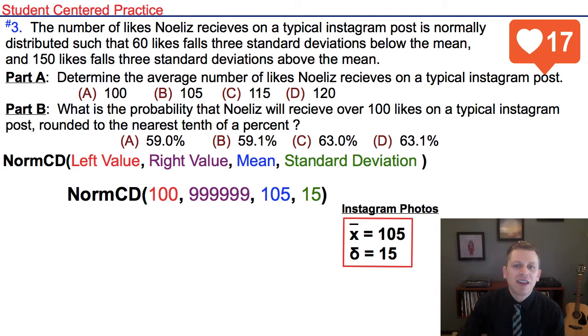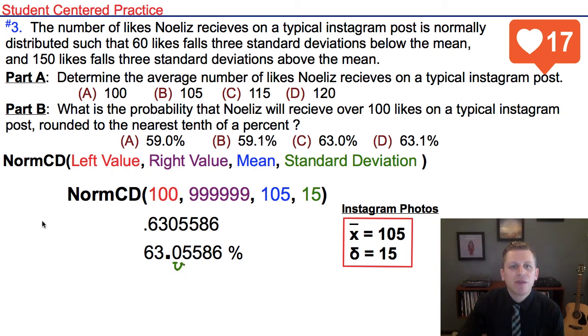Plugging this into a graphing calculator, I'll get this as a decimal. And we want to round this to the nearest tenth of a percent. So first multiply by 100 to make it a percent, and then round to the nearest tenth of a percent. I look at this 5 here and decide, should I round up or keep it the same? In this case, we're going to round up and get a final answer of 63.1%.